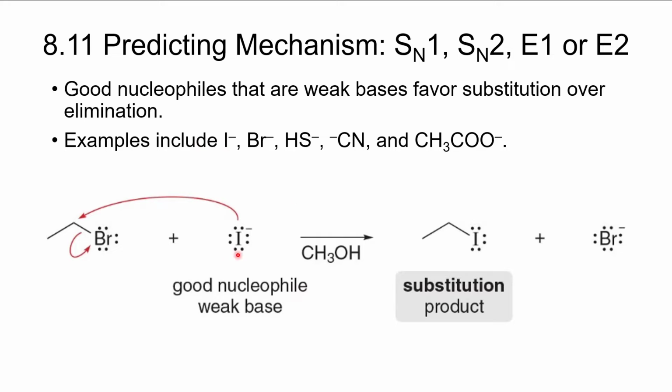So here's an example. Iodide comes in and does a reaction and does substitution. This is going to be strictly an SN2 mechanism because of the primary alkyl halide.